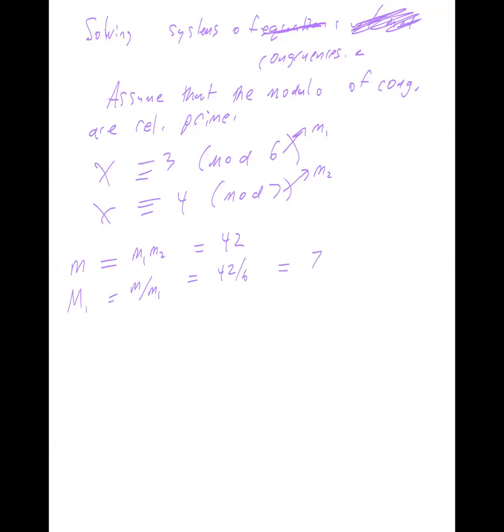7. And M2, make sure everybody's looking. M2 is going to be the M divided by small m2. So what's 42 divided by 7? 6, correct. Now we have to find the inverses of those mod 42.